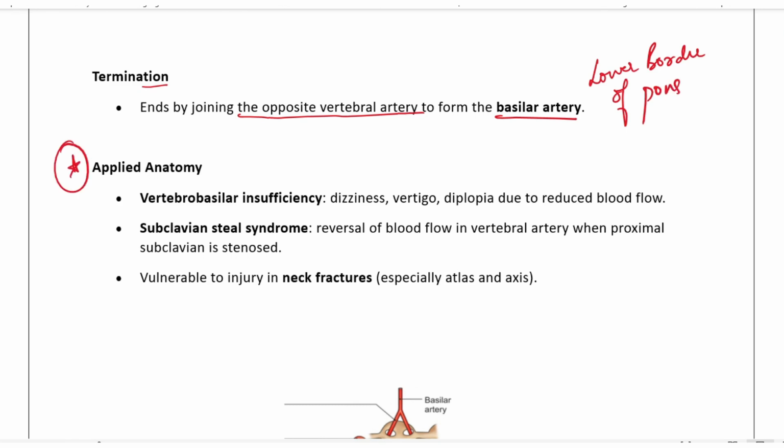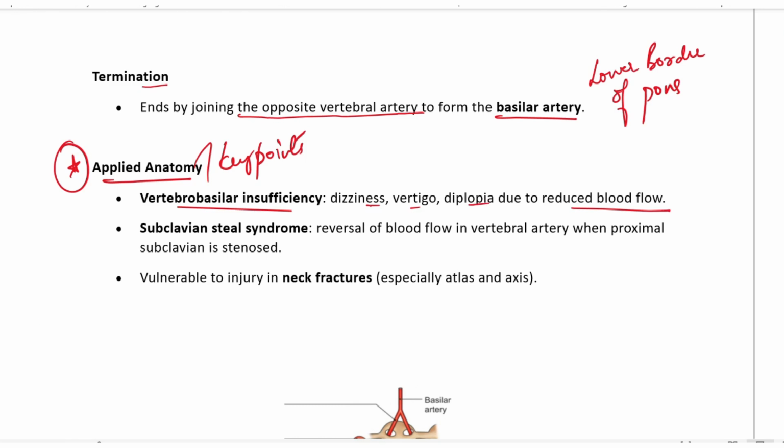Now, to get extra points in the answer, we'll write applied anatomy or key points. We have vertebrobasilar insufficiency, which causes dizziness, vertigo, diplopia due to reduced blood flow. Then we have the subclavian steal syndrome, where there is reversal of blood flow, and any injury to the neck, fractures, will cause injury to the basilar or the vertebral artery.